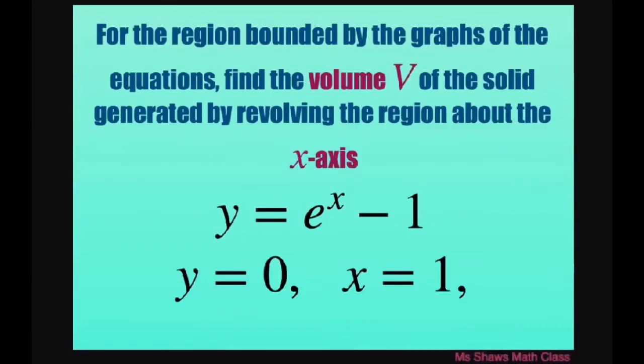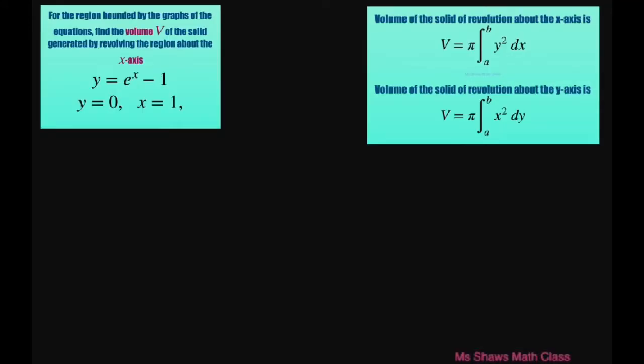For the region bounded by the graphs of y equals e to the power of x minus 1, y equals 0, and x equals 1, we're going to find the volume of the solid generated by revolving the region about the x-axis. And basically, we're just going to use this formula here for the volume of the solid of revolution about the x-axis. We can go ahead and sketch a little graph here.